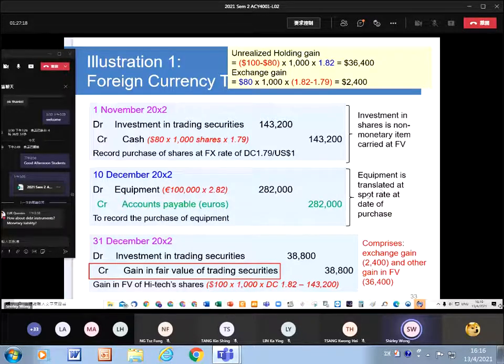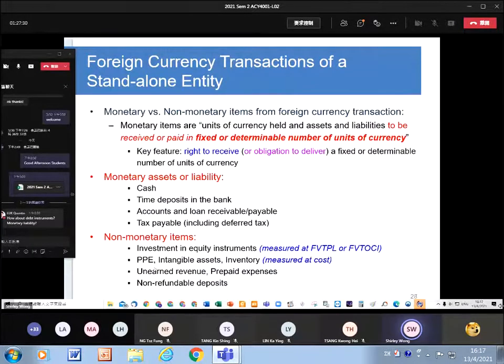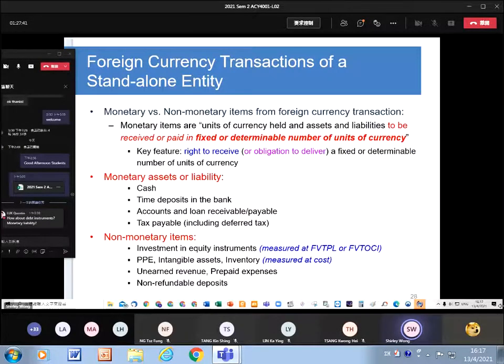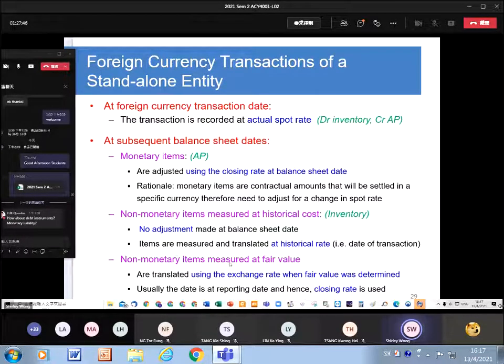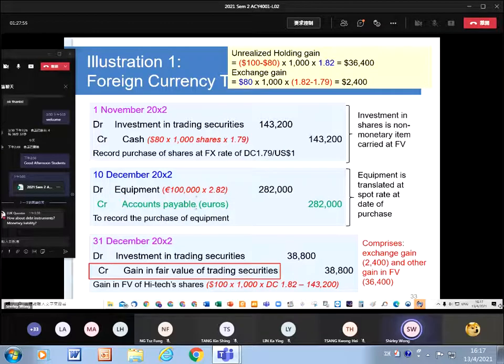Remember, this equipment is recorded at the spot rate, that is the actual rate on the purchasing date. If you look back, the equipment is PPE. This is a non-monetary item measured at historical cost, so no adjustment. However, you have the AP, accounts payable. It is a monetary liability. When it is a monetary liability, you need to measure it again using the closing rate at the year-end day. Therefore, you need to remeasure this accounts payable again, this green color.